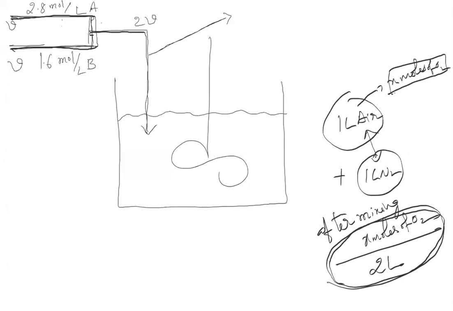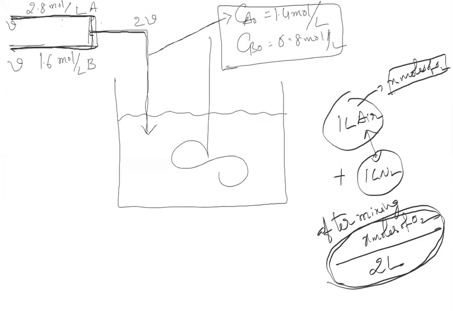Similarly, the concentration will become half. So after mixing, Ca naught is 1.4 mole per liter. What is Cb naught? 0.8 mole per liter. So after mixing, the concentration of A and B will drop because this is V liters of A, this is V liters of B. Both are mixing, so the volumetric flow will double, but the molar flow FA naught will remain the same. Clear? Just understand this point. This is key for the entire problem.